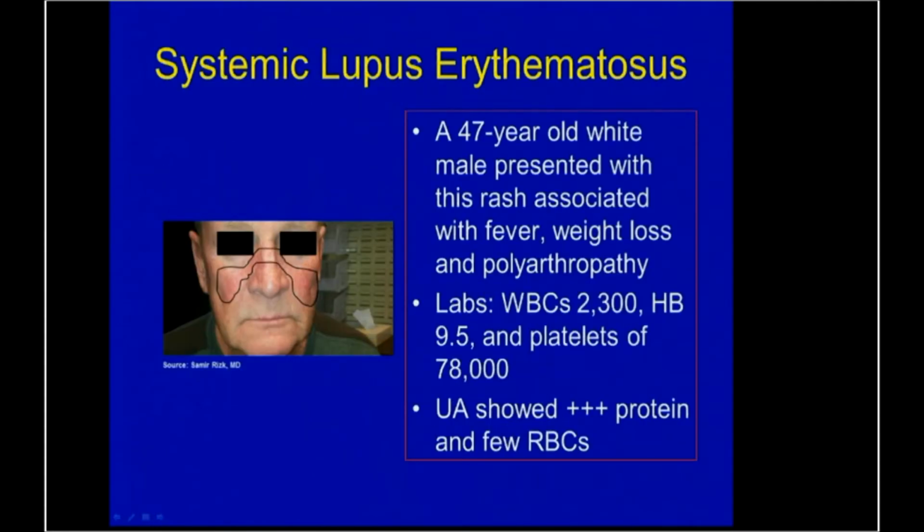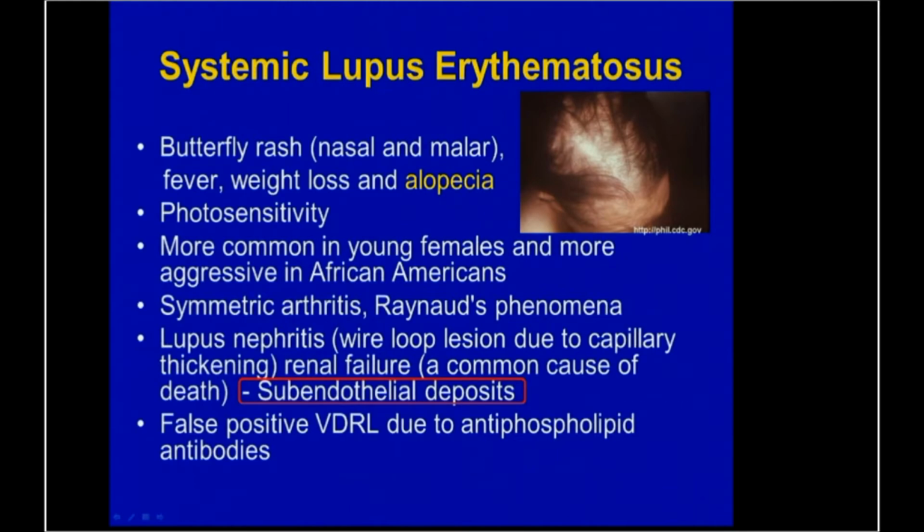Okay. So here is the patient. Look at the nasolabial fold. It's very clear. A 47-year-old white male presented with rash associated with fever, weight loss, polyarthropathy, and he has leukopenia, low hemoglobin, low platelets, and urine analysis shows 3+ protein and few red cells. So 3+ protein means nephrotic syndrome. So we have a lot of criteria. Butterfly rash, nasolabial sparing, alopecia.